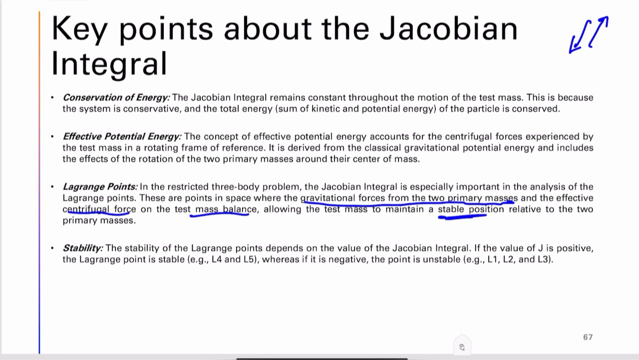Okay. The final thing is stability. The stability of the Lagrange point depends on the value of the Jacobi integral. If the value of J is positive, then the Lagrange point is stable, for example L4 and L5. If the value is negative, then it is not stable. Now let us see the Lagrange points, which are also called libration points. With that we will understand which points are stable and which are not.